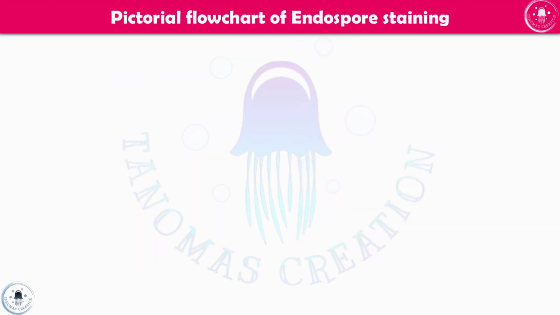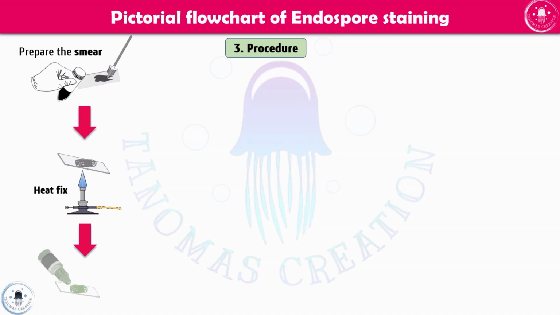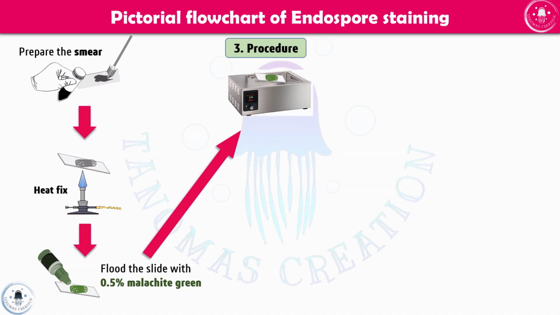Now coming to the procedure. This shows the pictorial flowchart of endospore staining. First you prepare the smear as we did earlier, and then you heat fix it. After heat fixing, you flood the slide with 0.5% malachite green over the smear. After that, you put the slide over the water bath for 5 minutes. Now, what will the water bath do?